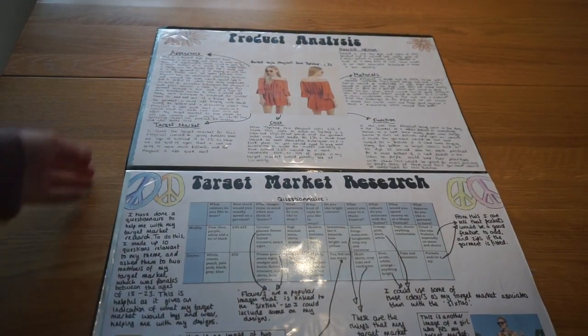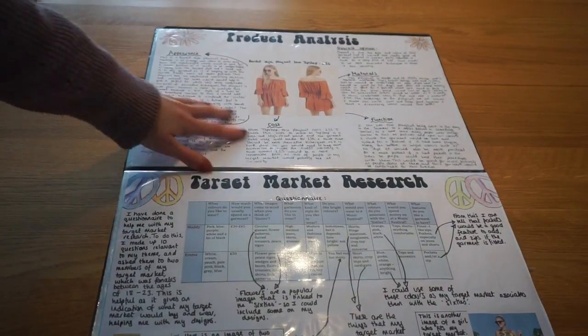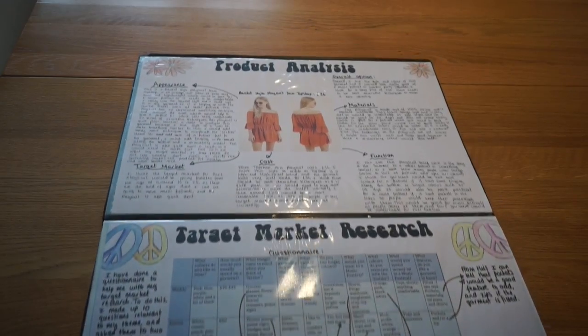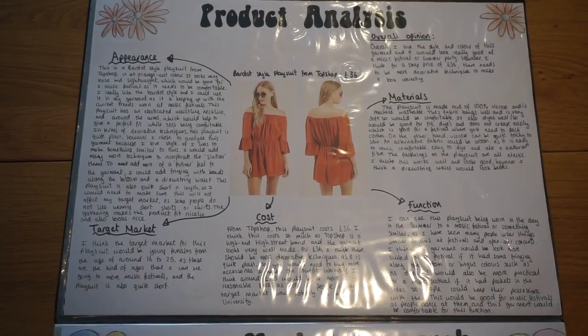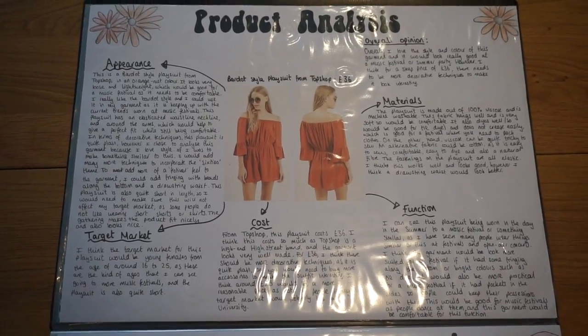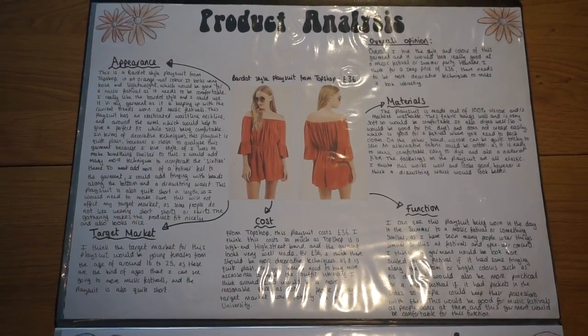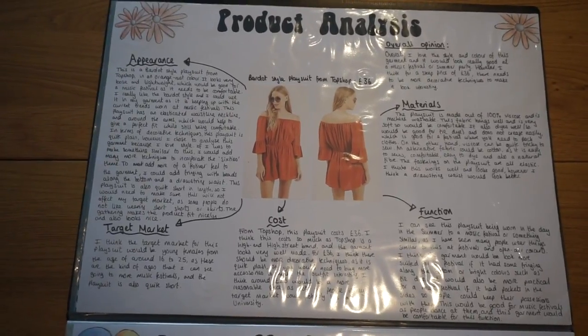Then I did a product analysis. I chose to do this play suit because I saw it and I thought that I could make something similar to that in a play suit style. So I have just analysed this garment. This was from Topshop. I've written about the appearance, target market, cost, materials, function and my overall opinion. And this was good to get an idea of what I could create.